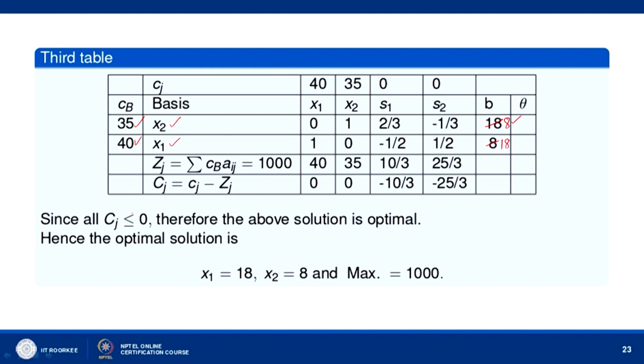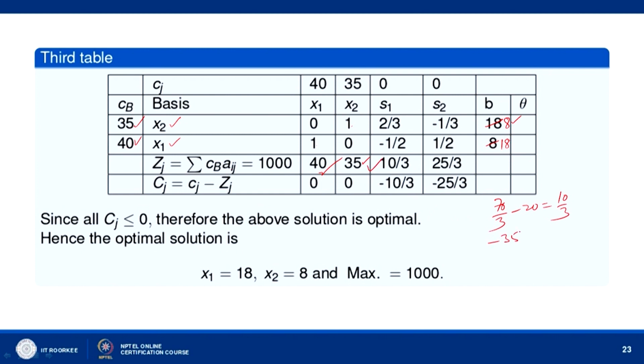Now we can find Zj, Zj equal to sigma Cb Aij. So, 35 into 0 is 0, 40 into 1 is 40. So, we get 40 here, 35 into 1 is 35, 40 into 0 is 0. So, we get 35 here, 35 into 2 by 3. So, we get 70 by 3, and then 40 into minus half, so minus 20. So, we get 10 by 3 here.